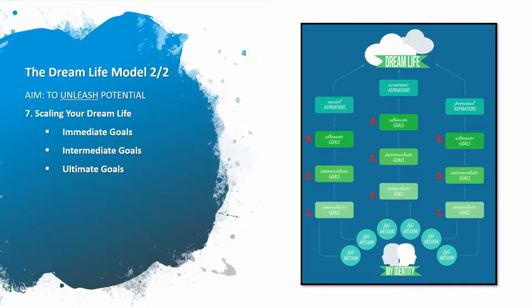So once you've arrived at a point of fulfillment, when you've really shown yourself what you're capable of and achieved the results that you set out to achieve, you're going to scale that life up by setting immediate goals, intermediate goals, and ultimate goals. So a life plan towards achieving and accomplishing those aspirations.